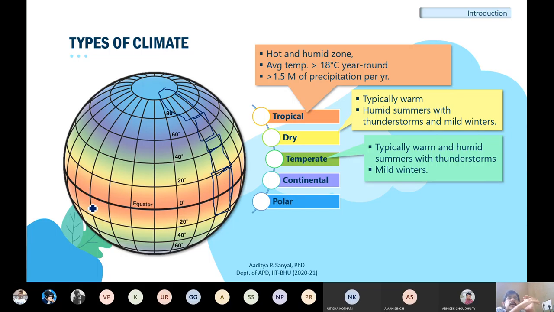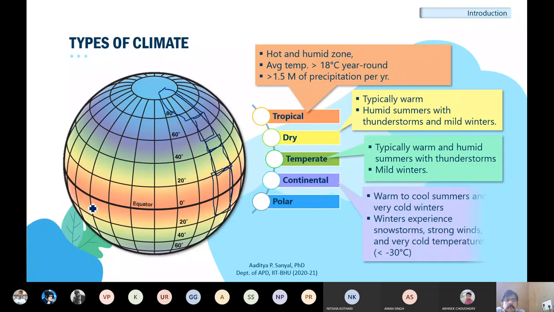Again, mind you, whatever climatic zones I am trying to show you here, these are the broad classifications. The tropical climates can be classified further into three or four types. Yes. Dry climate can also be categorized. We might not look into that. Temperate, continental, they have certain different features depending on the location, depending on the altitude, depending on the terrain, depending on various other factors.